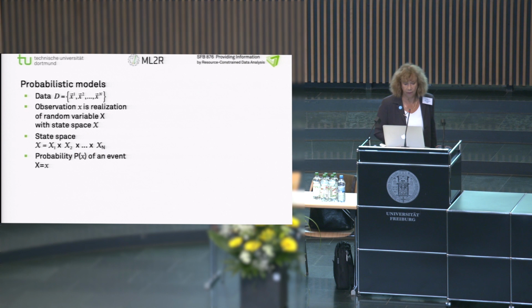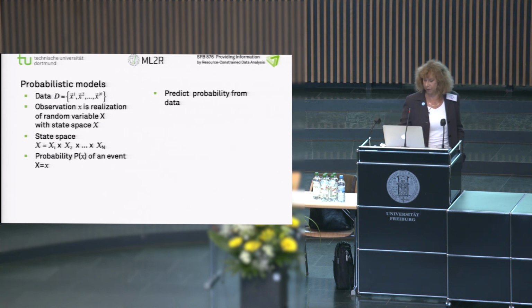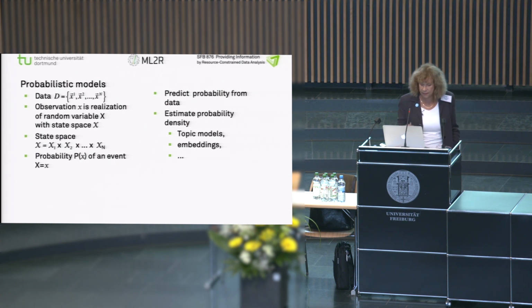So now the ingredients of a theory: you always need data of a certain type. Here all the observations are vectors. It is a realization of a random variable that gives the link to statistic formulas. Then we have a state space of all the values that these components of the vector can take, and we have the probability of a particular event. And then we want to predict probabilities from the data. That is, we estimate the probability density.